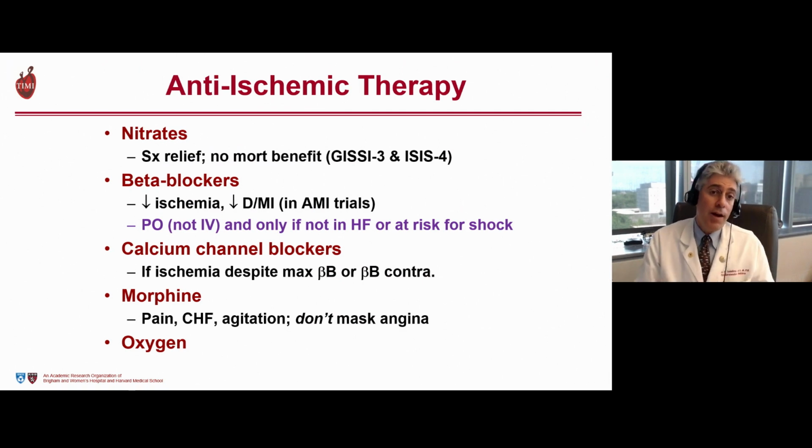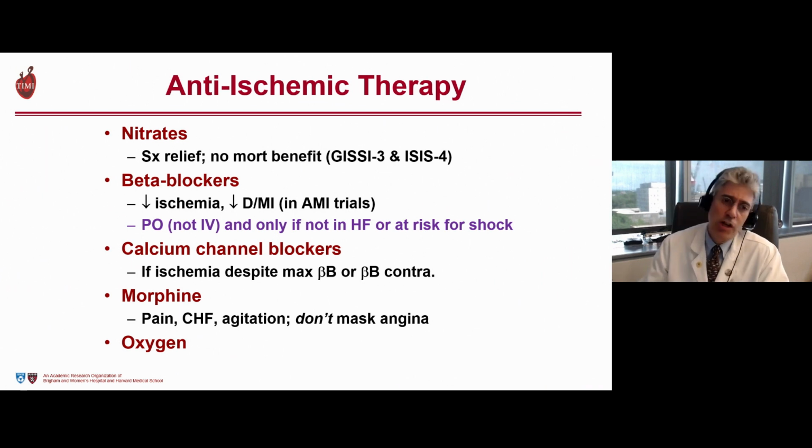Okay, I'm not going to dwell a lot on anti-ischemic therapy. I think that's going to be familiar for most people in the group here. Nitrates give symptomatic relief. Beta blockers decrease ischemia and decrease death or MI. Long-term, just be careful that the patient isn't in heart failure or at risk for shock. And you want to use the beta blockers orally. So it's a marathon, not a sprint, for the beta blockade.